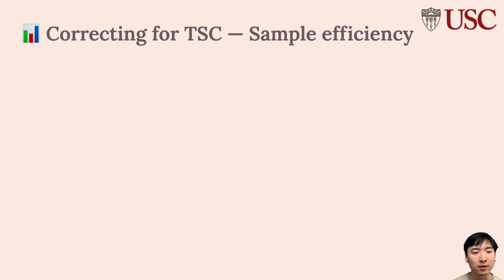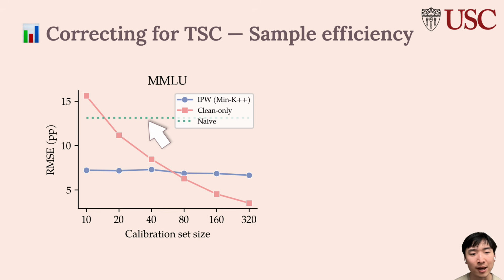We will now address the practical question of how sample efficient the memorization predictors are, and how many test examples you would need to spike. We will simulate different estimators while varying the size of the spiking set. So here's the MMLU setting with high contamination, and the naive estimator is about 13 points off here. We compare against a clean-only baseline.